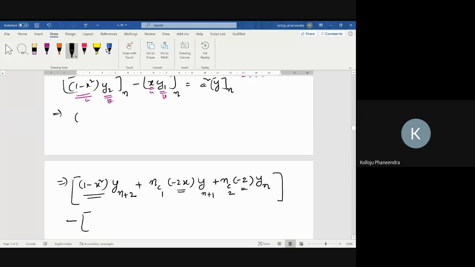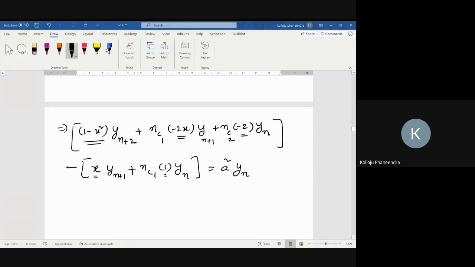Next minus, coming to second one, u value x. For y1, nth derivative is yn plus 1, plus nc1 into. For u, derivative is 1, and for yn plus 1, decrease one derivative, yn, and next one derivative 0. So stop here. Next one, a square. For y, nth derivative is yn.